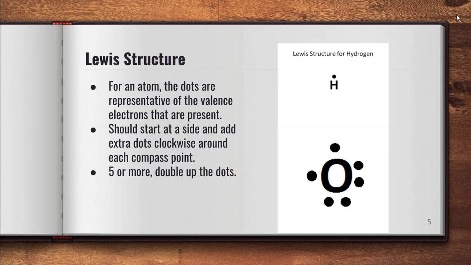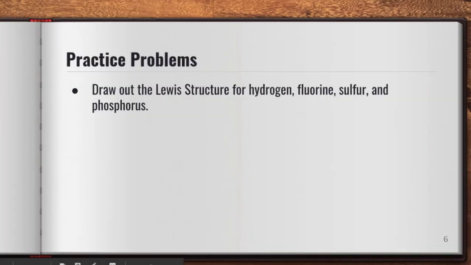So if we get 5 or more, we double up those dots. If I look at oxygen, oxygen has 6 valence electrons, although here what we did is we started on the right hand side, we went around clockwise once, and we have 2 extra electrons on the one on the right and the one on the bottom. So this is actually pretty easy to do. We just need to determine the number of valence electrons and then add dots on the outside going clockwise until we get to the appropriate amount of valence electrons. So how do we do this? Again, it's pretty straightforward here.